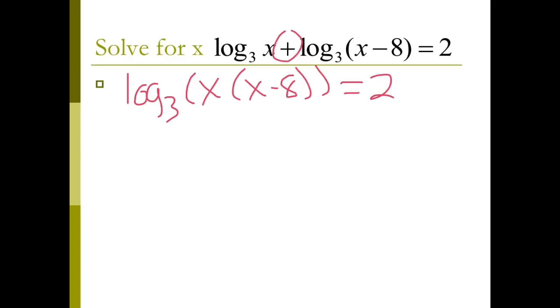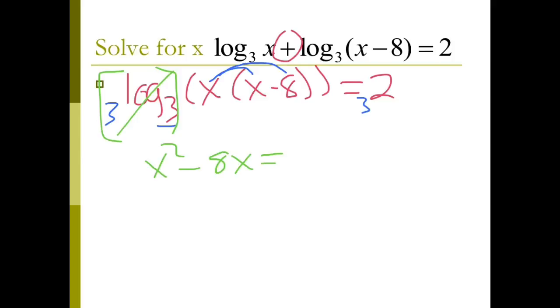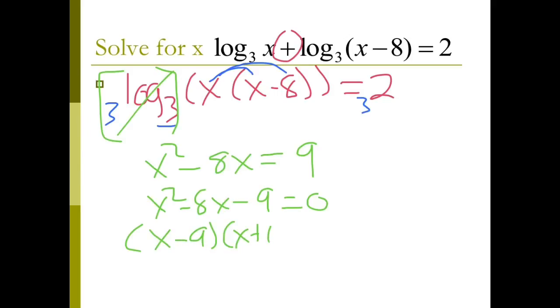To get rid of my log, I'm going to use 3, since that's my base, to raise things up. And at the same time, I can also distribute x to my x minus 8. This part's going to cancel, and I'll be left with x squared minus 8x is equal to 9. To solve this, I'm going to subtract 9 on both sides, and then I'm going to factor this. So we're going to get x minus 9 times x plus 1, which means for my answers, I'm going to get x is equal to 9 and negative 1.